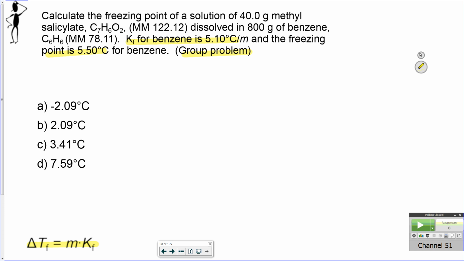So I tell you how much solute's there. I tell you how much solvent's there. You should be able to work out that change in T sub F down at the bottom. I don't care if y'all huddle up to work these, but you need to be able to crank through it.